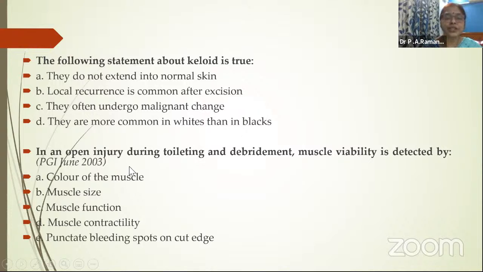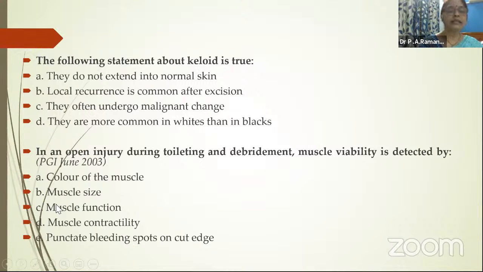In an open injury, during toileting and debridement, muscle viability is detected by what? Suppose a patient has come with a road traffic accident, a lot of tissue crushing is there, crush injury is there. So you are doing debridement. Debridement is removing of dead necrotic tissue, and it's called debridement. So when you are doing the debridement, how do you know that the muscle is viable?